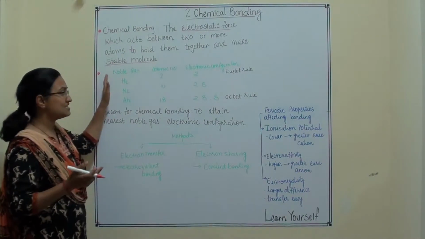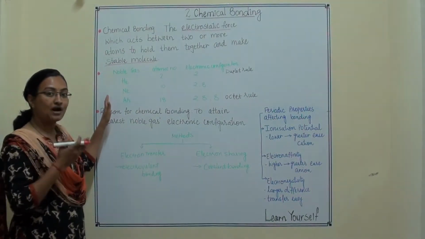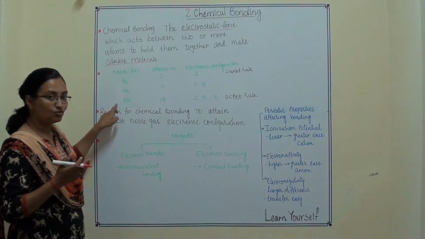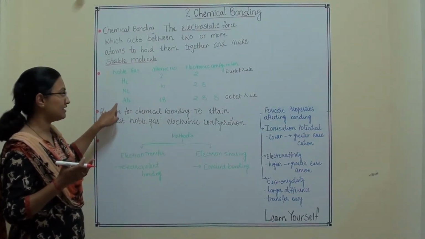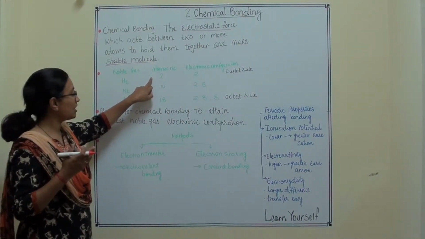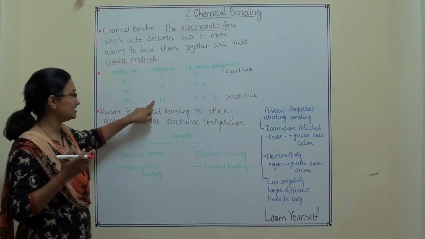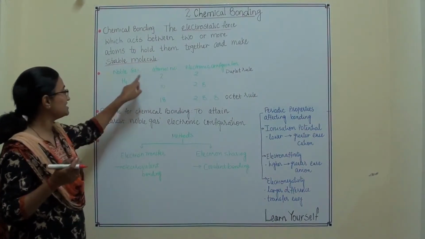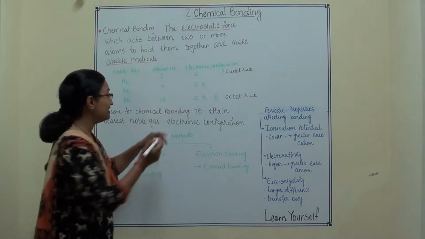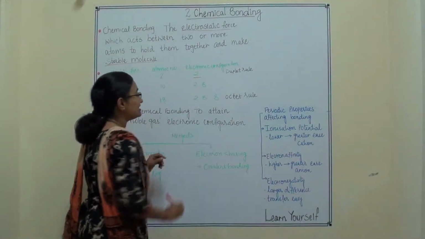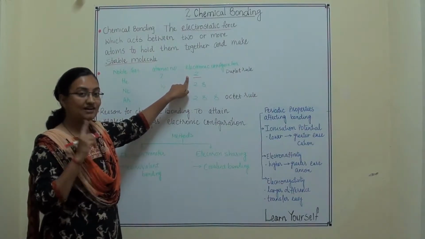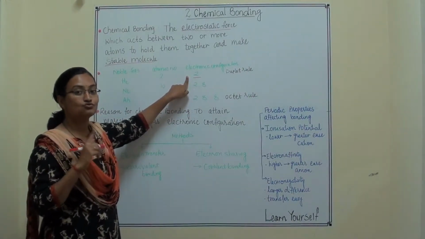Now we will see some examples of why noble gases are stable. These three are the noble gases: helium, neon and argon. Their atomic numbers, their proton counts, are 2, 10 and 18. First we'll see helium. Its atomic number is 2 and electronic configuration is 2. That means it has 2 electrons in its valence shell. Its valence electron is 2.